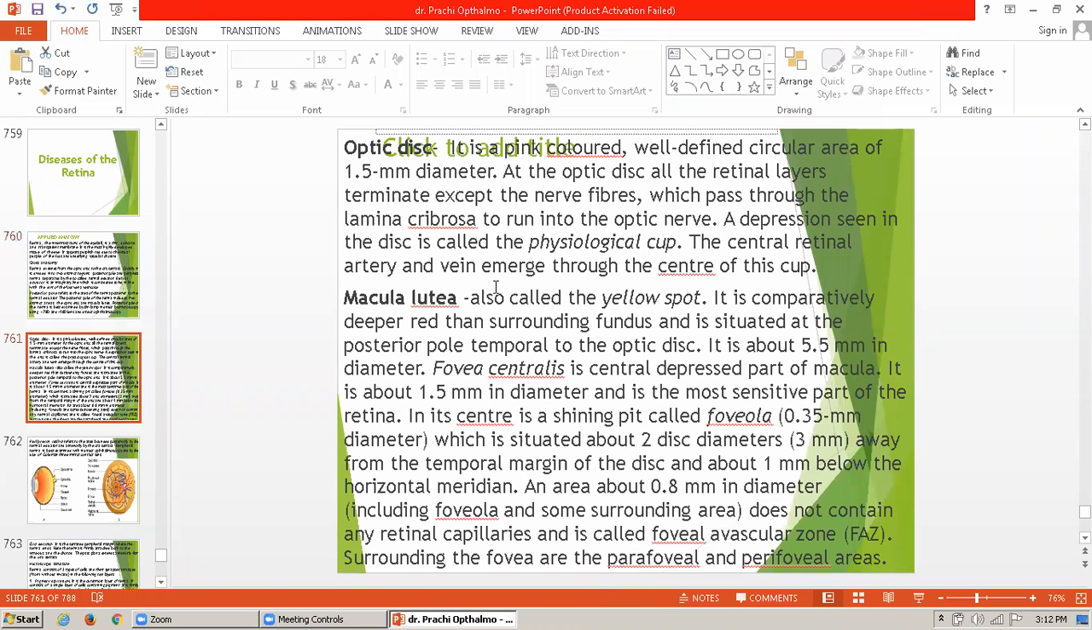Then the optic disc. The optic disc is pink in color. It is a well-defined circular area of 1.5 mm in diameter. At the optic disc, all the retinal layers terminate except the nerve fibers. Nerve fibers pass through the lamina cribrosa to run into the optic nerve, and a depression seen in the disc is called the physiological cup. The central retinal artery and vein emerge through the center of this cup.